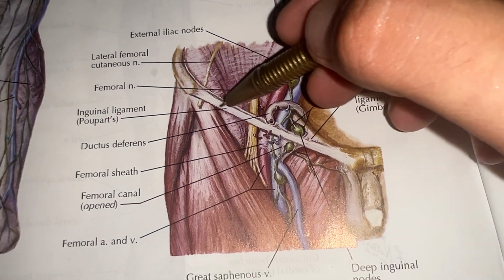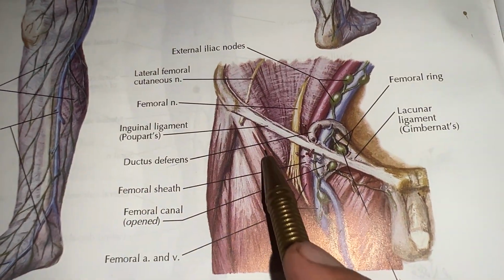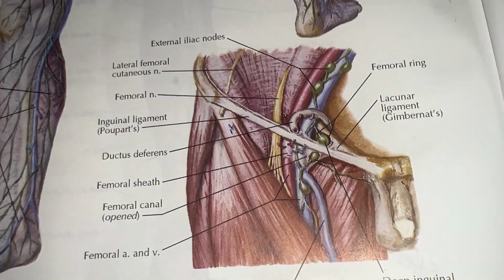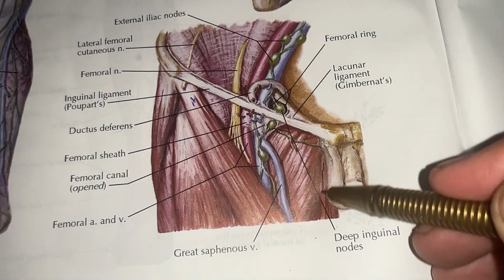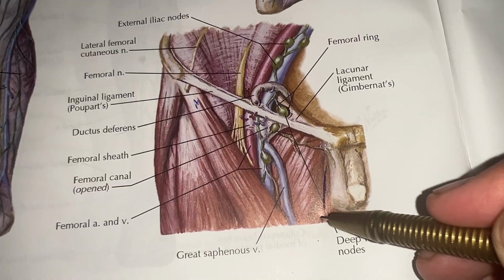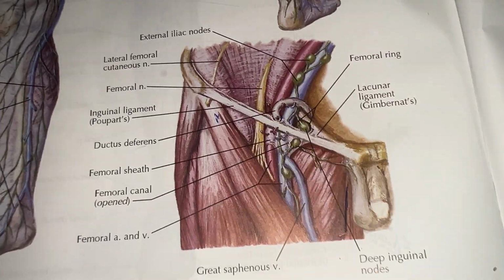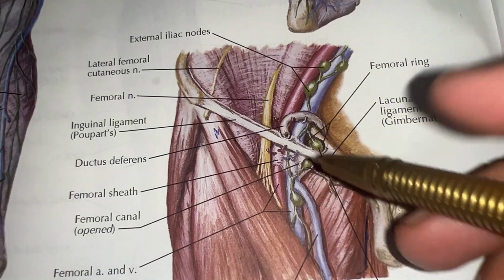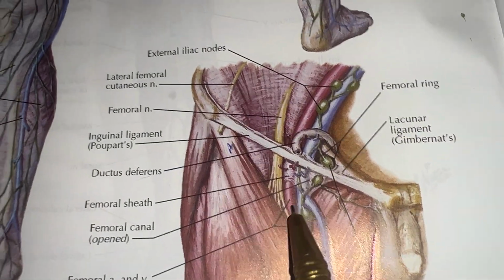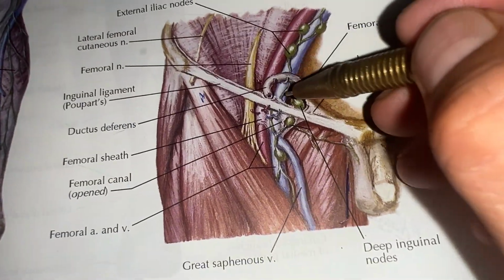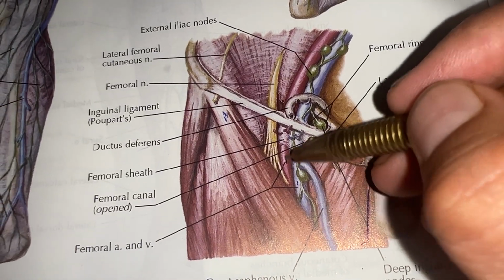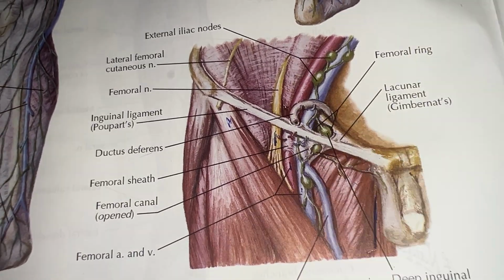It is bounded superiorly by the inguinal ligament. This is the inguinal ligament, laterally by the sartorius muscle, and medially by the adductor longus muscle. So this is the femoral triangle, and it has contents like the femoral vein. This is the femoral vein, this is the femoral artery, and this is the femoral nerve.